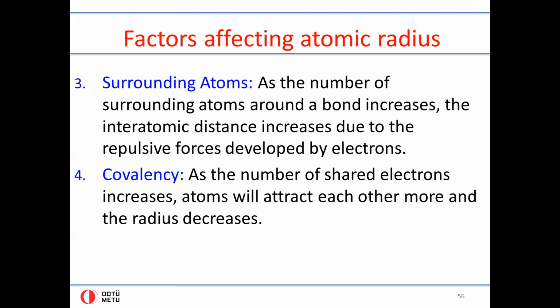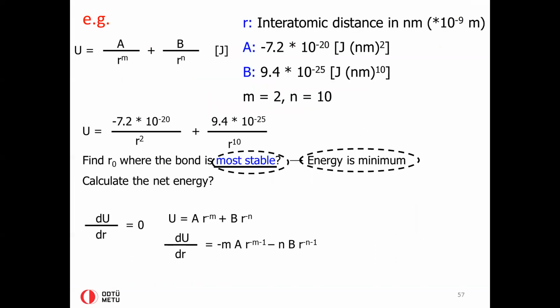And covalency is yet another factor. When you share electrons, as the number of shared electrons increases, so you can share one electron, you can share more than one electron, the atoms will attract each other differently. So when it increases, you will have more to share and there will be a greater attraction, and the radius will decrease and the bond will get shorter and essentially stronger.